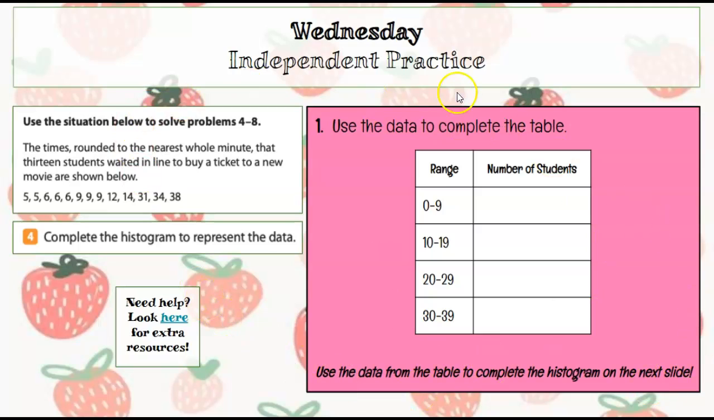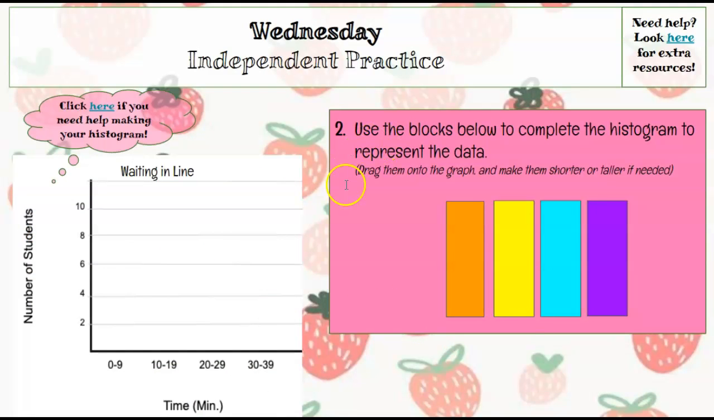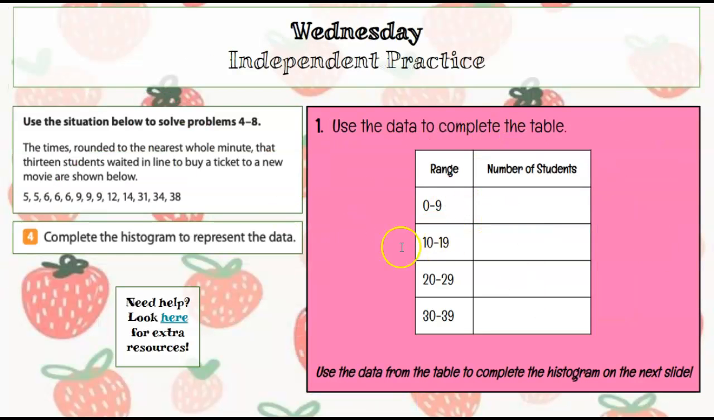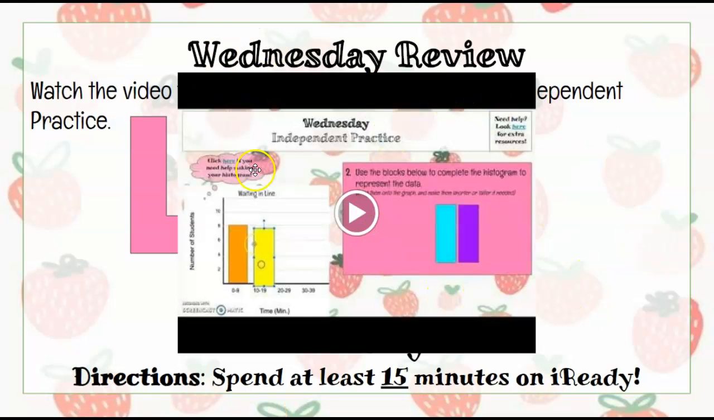Here is your practice for Wednesday. You have this first part where you are now filling in the data, just like they did yesterday. And now you are going to be the one creating the histogram using these blocks to drag them over and place them based on the table. Again, here is Wednesday's practice if you need help going over those problems.